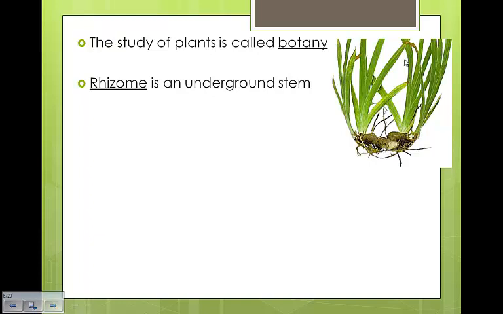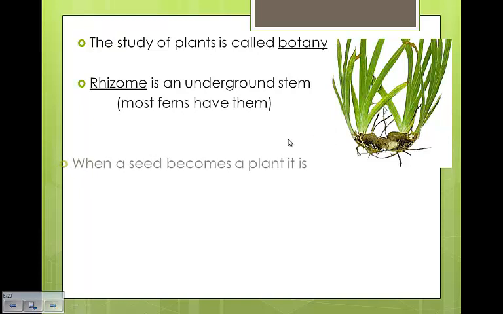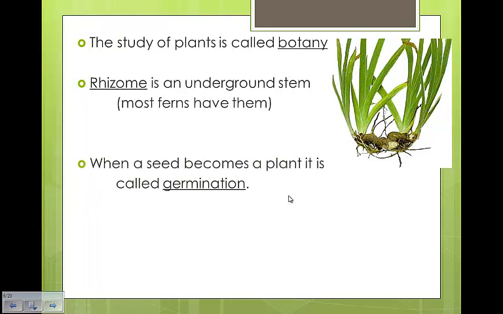So I have a lot more of the lilies in my yard this year than I did last year. And in a couple more years, I'll have tons, because these rhizomes just continue to grow, and then they send out plants along the way. Most ferns have the rhizomes.